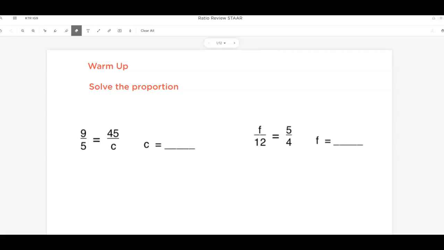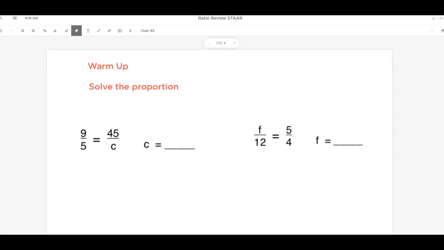Today, can somebody read the goal for the day up there for me? Divine, please read for me. I can solve STAR ratio questions by using strategies like proportions. Perfect. Thank you. Okay, so here for your enjoyment are 2 proportions for your warm-up.